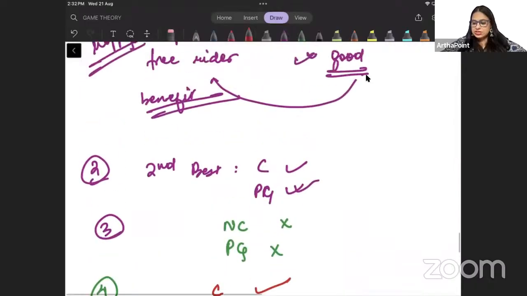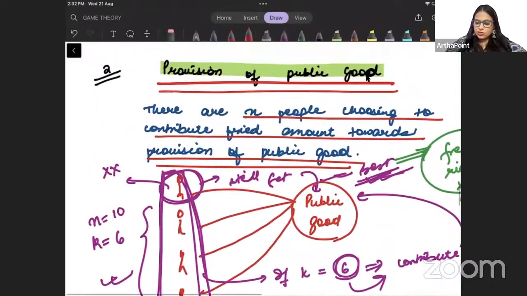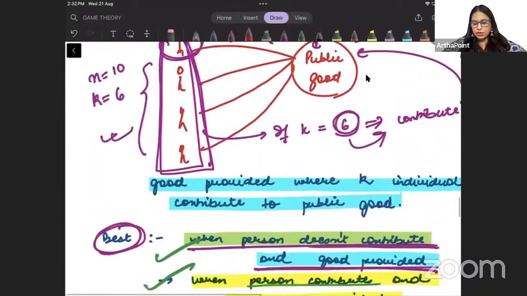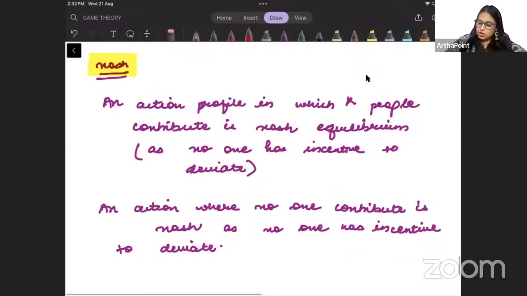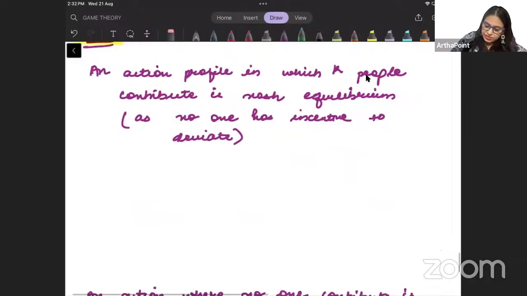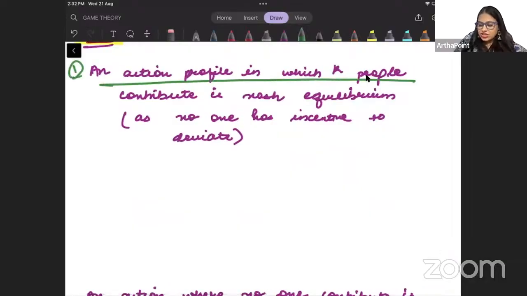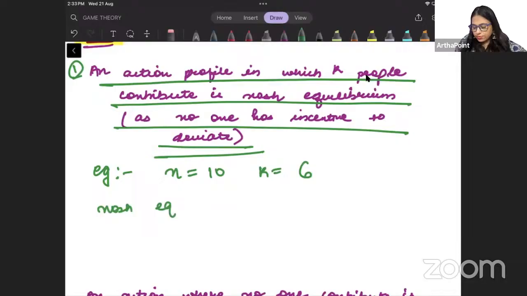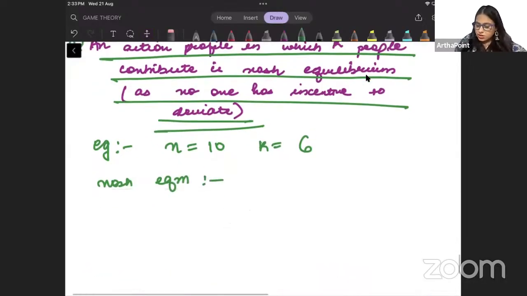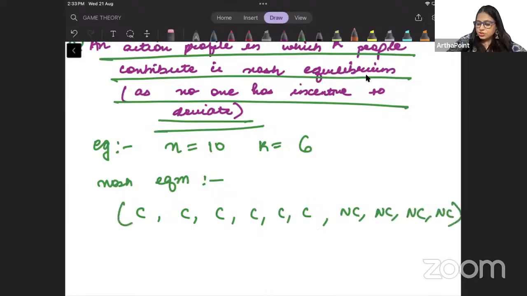Now my question to you is that if I give you such a game for the provision of the public good, what do you think is going to be a Nash equilibrium? Kya hoga Nash? So answer is, there are 2 Nash equilibrium. First, an action in which exactly k people contribute is a Nash equilibrium. So for example, n is 10, k is 6. So I am saying my Nash equilibrium is something like this. 6 people contribute and 4 people don't contribute. And I am saying that this is my Nash.